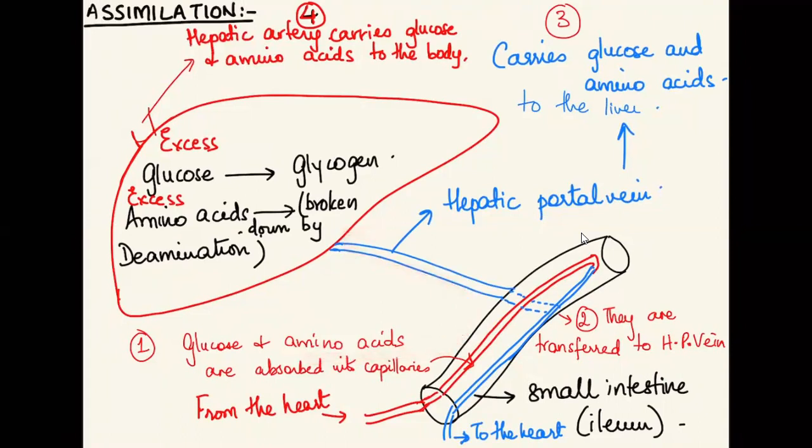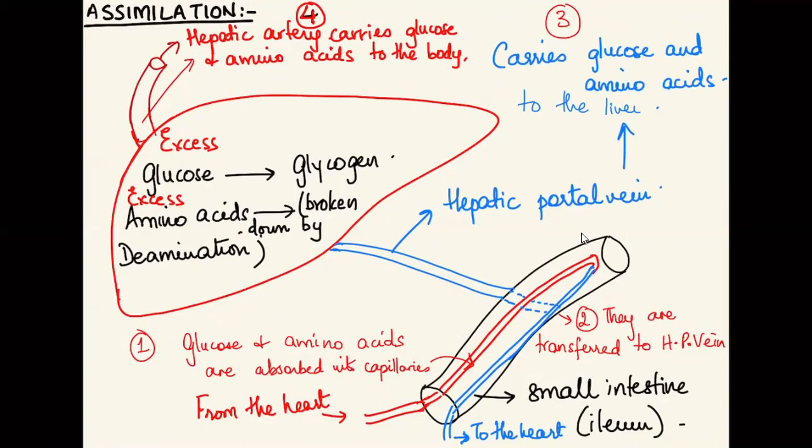In the liver, all the excess glucose molecules will be converted to glycogen. All the excess amino acid molecules will be broken down. The amino group will be removed. They will be deaminated. And then whatever glucose and amino acids are needed by the body will be carried by the hepatic artery. Let me just draw the hepatic artery. This is the hepatic artery. The hepatic artery will carry the absorbed glucose and amino acids to the rest of the body.